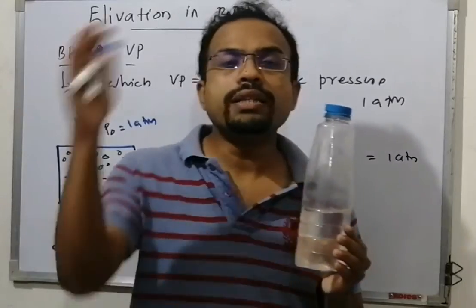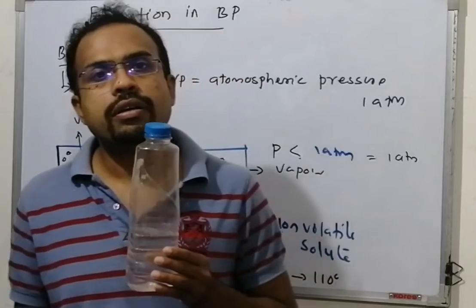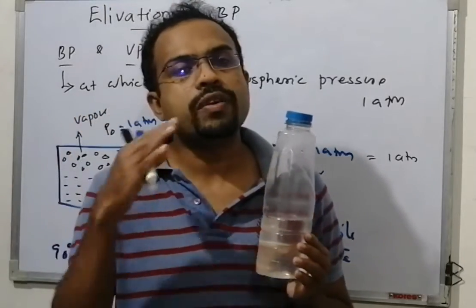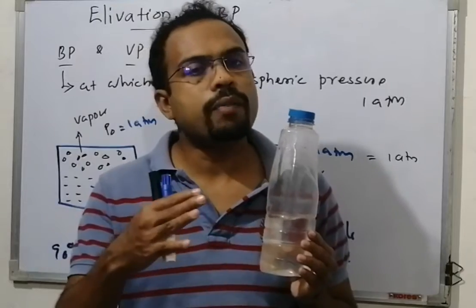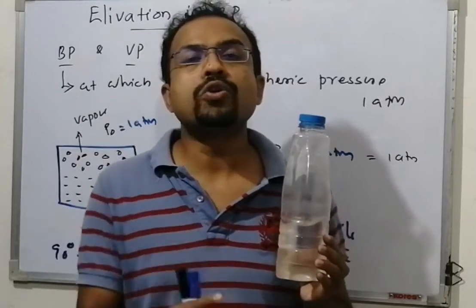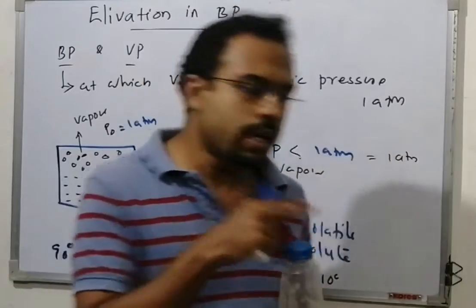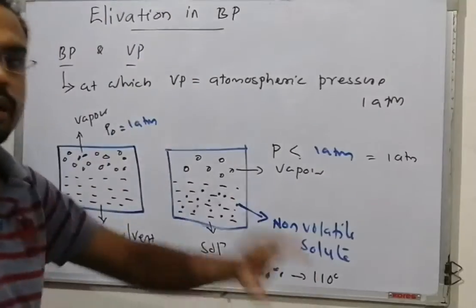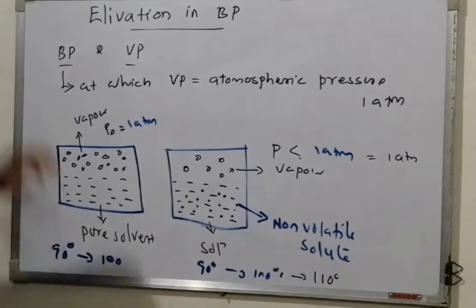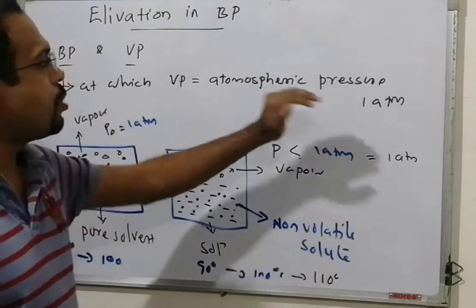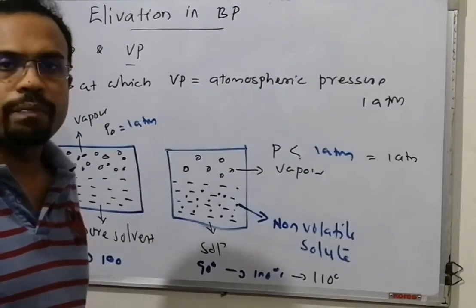Only under that condition is water boiled. Therefore, boiling is the process where bubbling happens, when the pressure of the bubble is greater than or equal to atmospheric pressure. Therefore, the boiling temperature is the temperature at which the vapor pressure, meaning the pressure inside the bubble, is equal to atmospheric pressure. The atmospheric pressure is normally 1 atm.